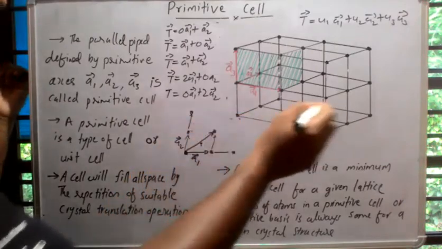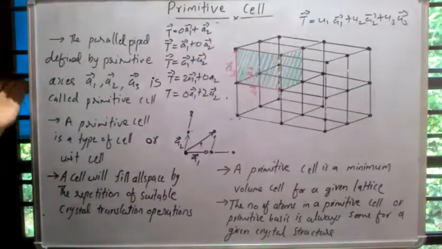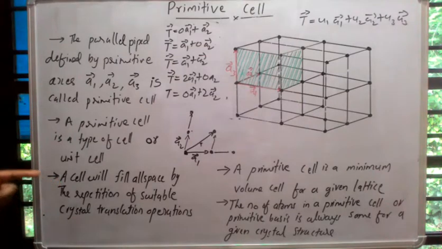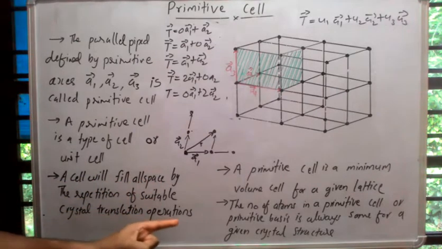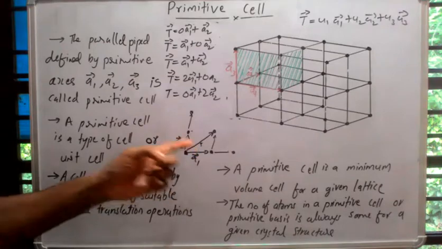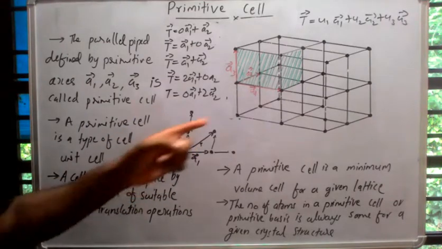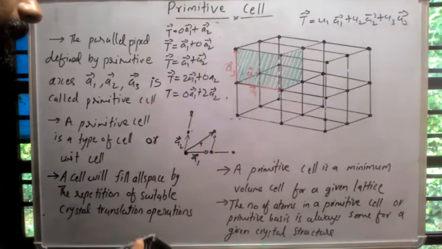In a similar way, I can make an infinite number of lattice points by using this translation vector. So that is the third point, which tells us a cell will fill all space by the repetition of suitable crystal translation operations. Simply, we can show it in two dimensions. The similar thing happens in three dimensions too.